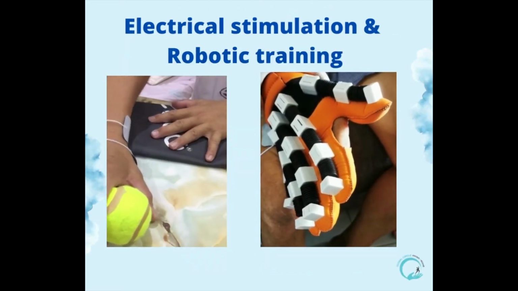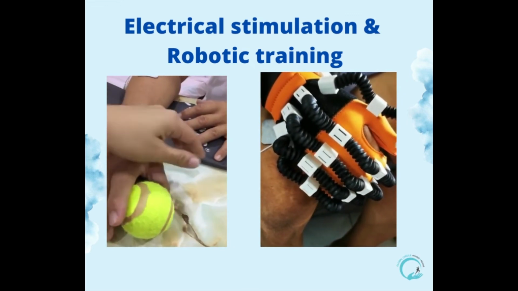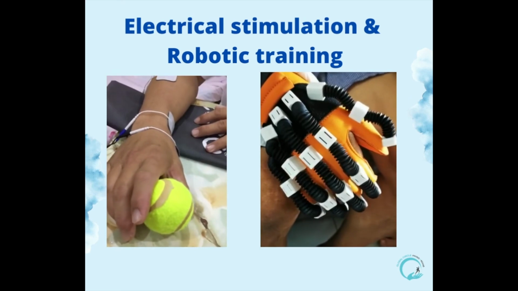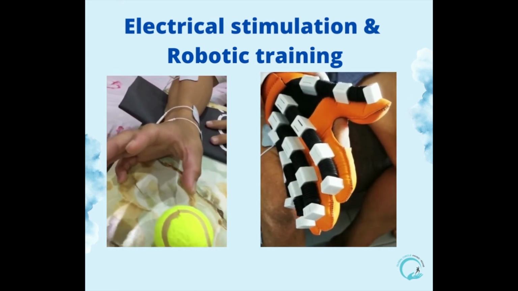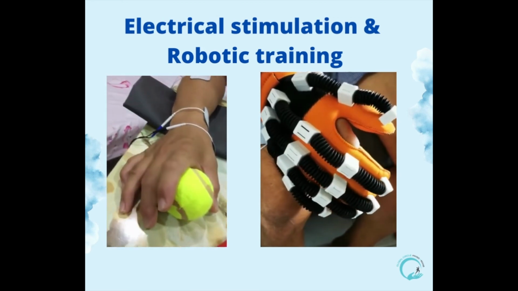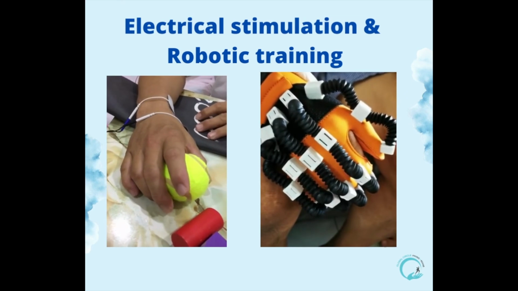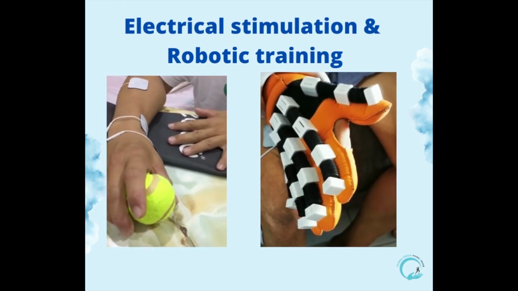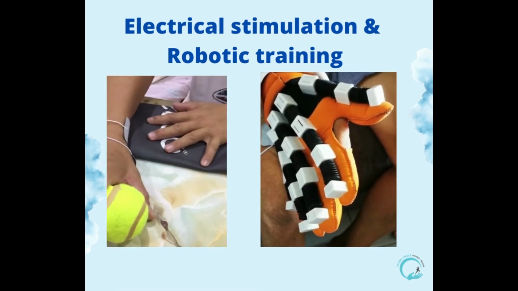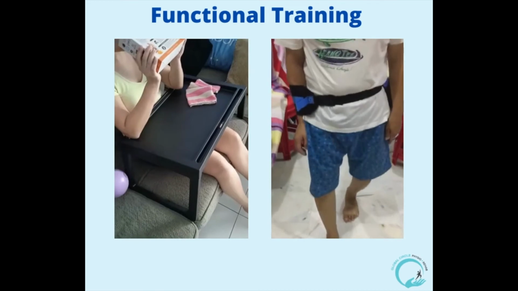When we train the muscles, we can use some tools, for example electrical stimulation, to activate the muscles and try to wake them up. It's a wake-up call for the muscles. During the electrical stimulation, we also try to relearn the movement. Another thing we use is robot training to train the grab and release of our palm. These are all the tools that we are going to use.